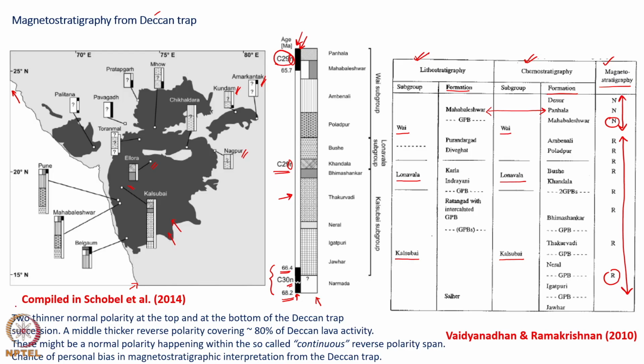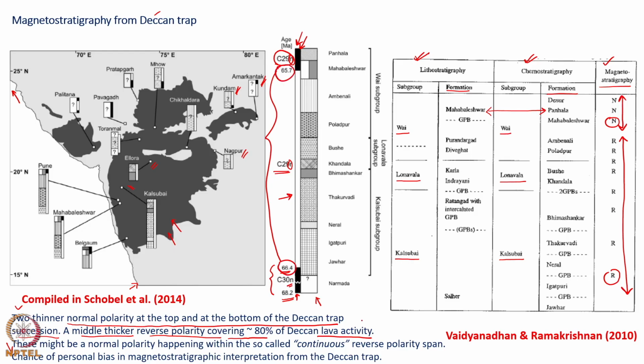So, two thinner normal polarity zones at the top and at the bottom of the Deccan Trap succession are found, and there is a middle thicker reverse polarity covering almost 80% of the Deccan lava. Here is a word of caution that there is a chance of personal bias in magnetostratigraphic interpretation from the Deccan Trap. There might be a few normal polarities within this zone of 66.4 to 65.7 million years.